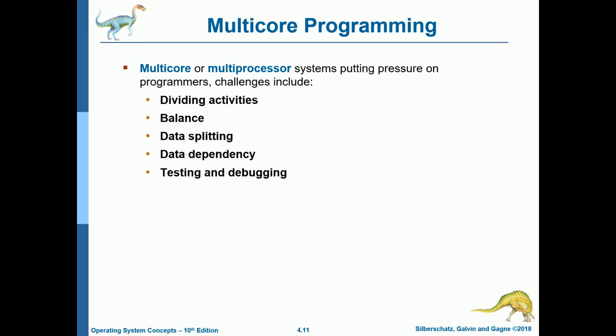And finally, testing and debugging. Now, when a program is running in parallel on multiple cores, there are many different execution paths. This makes testing and debugging much more difficult.